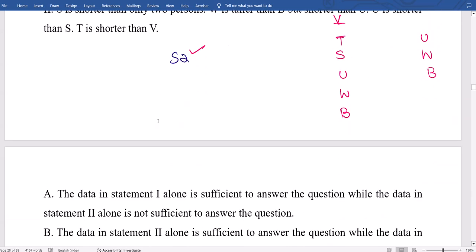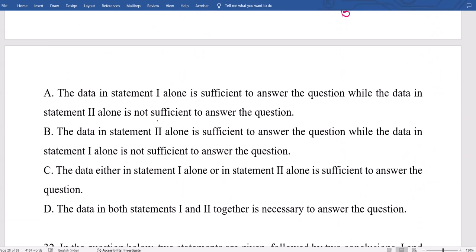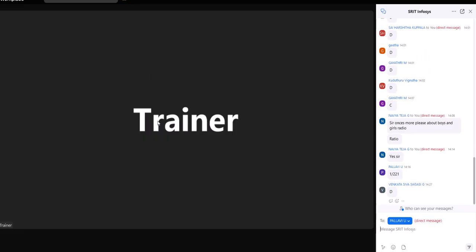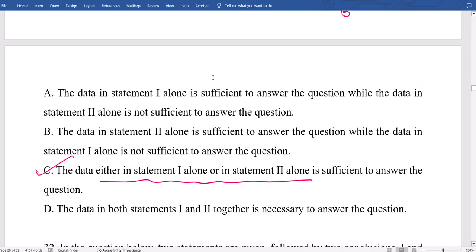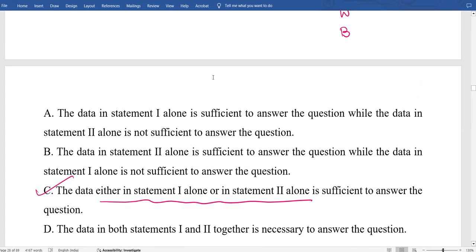Now, one alone possible, two alone possible. You have to go for the answer option C. Either one alone or two alone, you can answer the question. My dear friends, see the answer. Either one alone or two alone, you can do. Right?